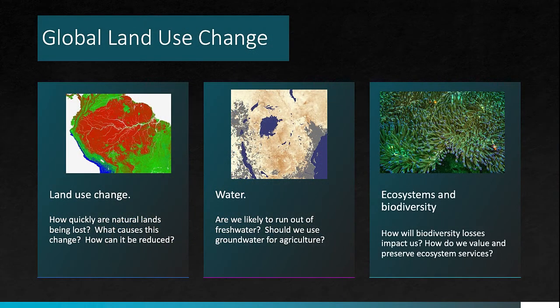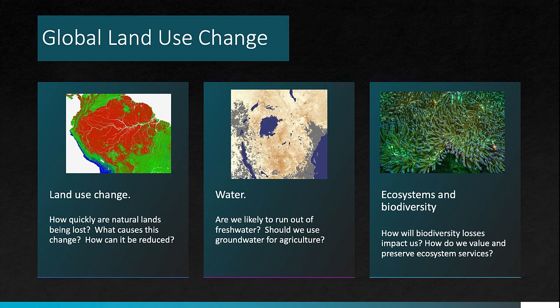To understand global land use change and its implications, here are 3 things we need to talk about. First, how quickly are natural lands being lost? What causes that change and how can it be reduced? The answer to those questions is very complicated and varies a lot in countries around the world.